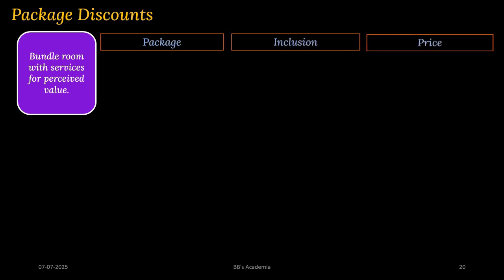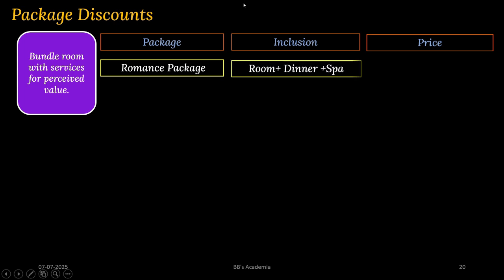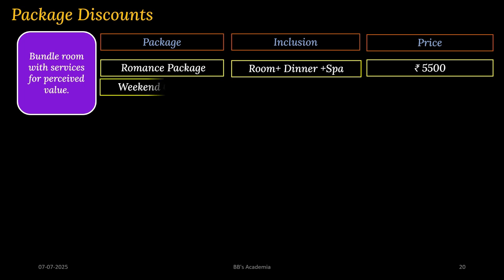Package means what? The room is bundled with some services, perceived value. What is the package? Romance package, newlywed couple. What kind of package? We can provide room, dinner, and spa facility all together, all added values. Rack rate is 5,000. We are giving 5,500 per night. Okay, so we are attracting people. We are getting more revenue out of that. Only adding some services extra. Dinner and the spa is provided free.